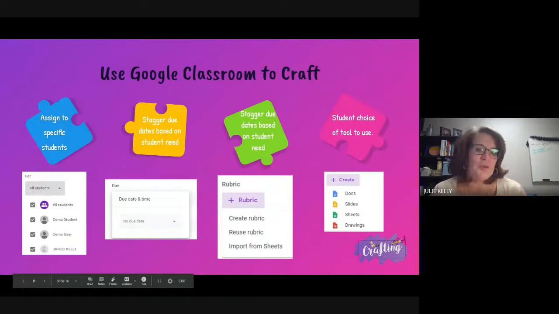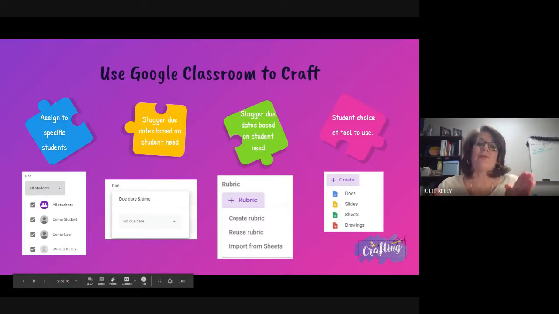So in Google, I want to talk a little bit about Google Classroom. As we craft, sometimes you're going to create playlists that are for different groups of students. So you create a playlist for the majority of your students, make a copy of it, and then alter it a little bit with material that matches other learner needs. Then in Google Classroom, you can assign your different playlists to specific students. And so sometimes you can craft and have all those choices on the same playlist.